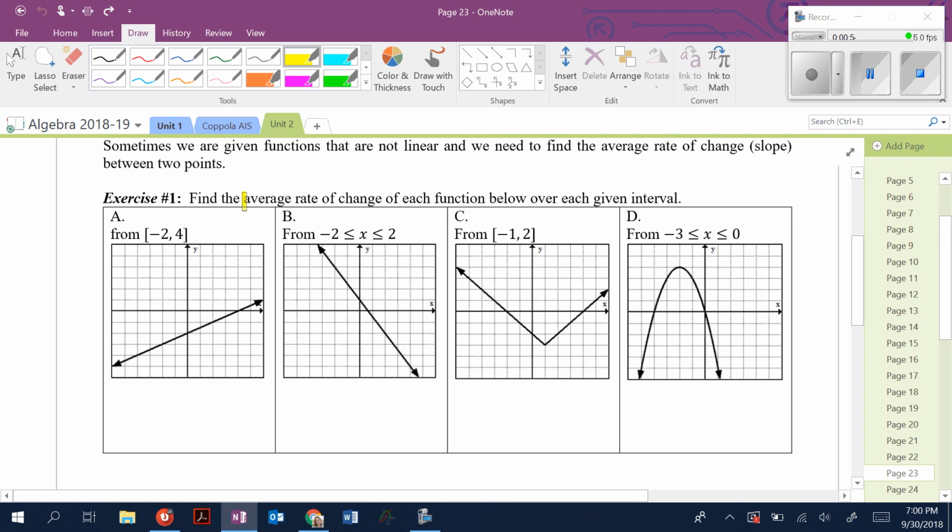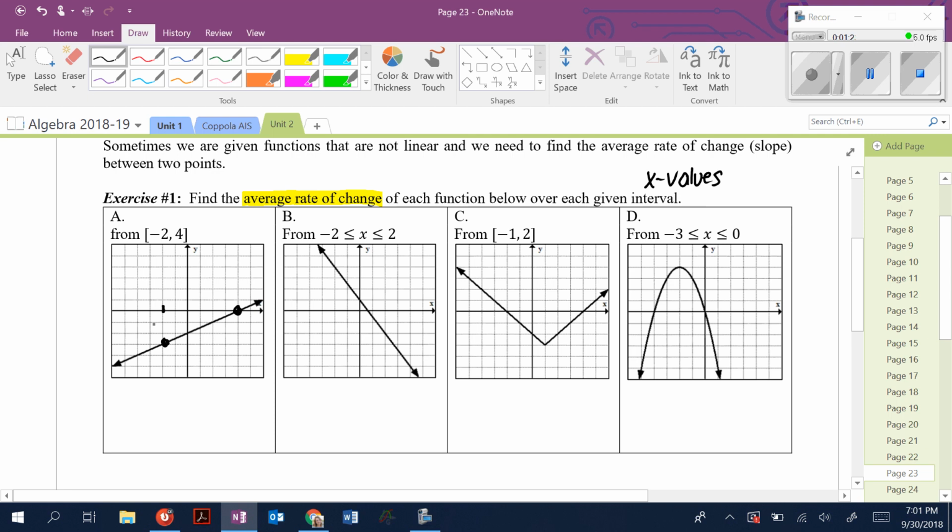So find the average rate of change of each of the functions below given each interval. So they gave you a bunch of intervals. So this is from -2 to 4. The intervals are the x values. So we're going to use that to help us. So when x is -2, that would be this point here. And when x is 1, 2, 3, 4, that would be that point there.